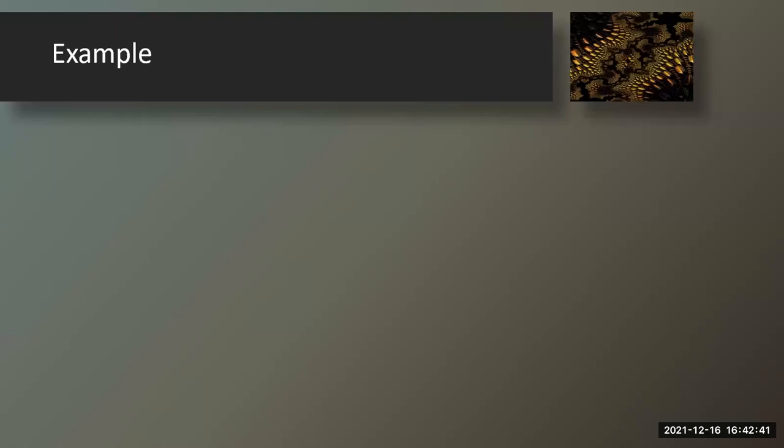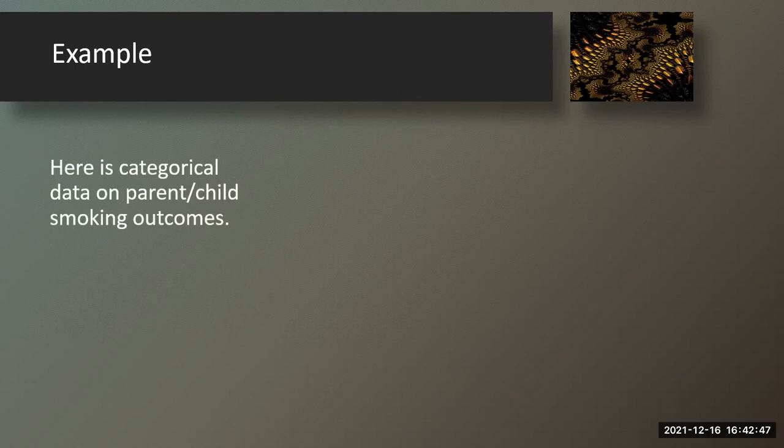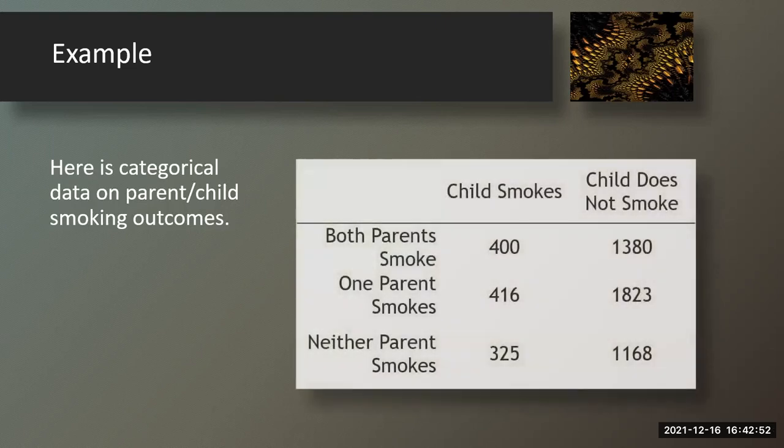Now, the second example I have comes from 11.2. We have categorical data on parent and child smoking outcomes. Both parents smoke, one parent smoked, neither parent smoked. And then we also have data on the children smoking. Child smokes, child does not smoke. So this is one of those two-way contingency tables. I'll need to note the number of rows, 3, number of columns, 2. And we are going to test for independence between the row and the column variables.